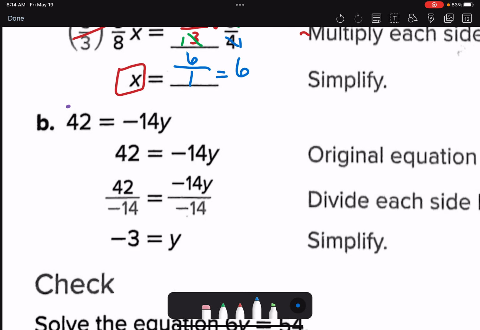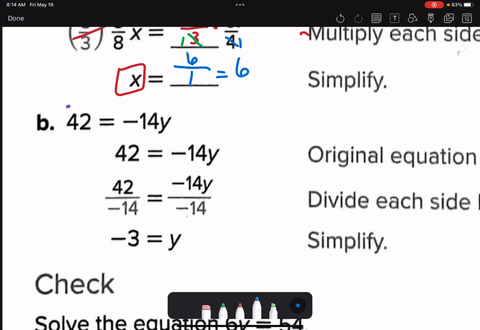Okay? All right, this is going to be our last one for this little video. So let's go ahead and take a look here. Again, left side, no like terms, right side, no like terms. Okay. I only have one variable. I don't need to move anything. Time to move the numbers. And they kind of have this one worked out for us. So I'm going to have negative 14.